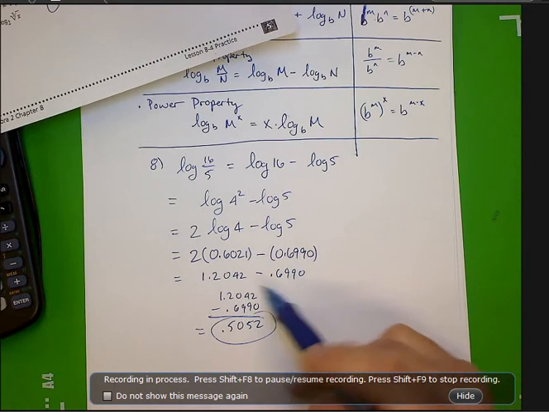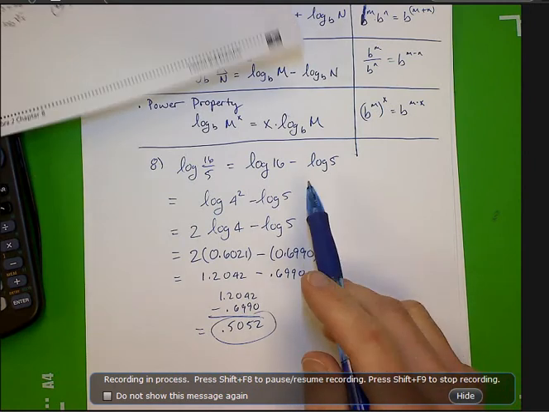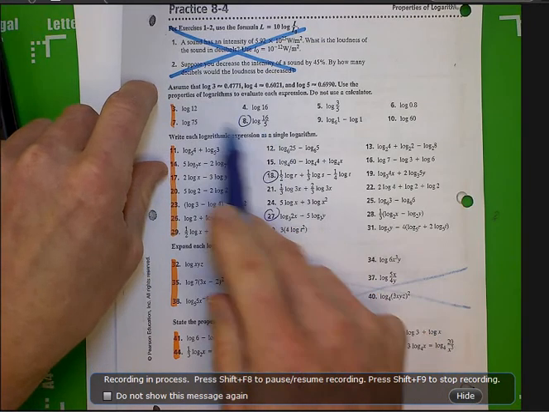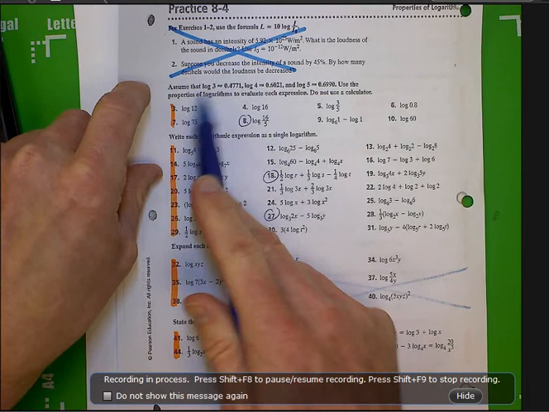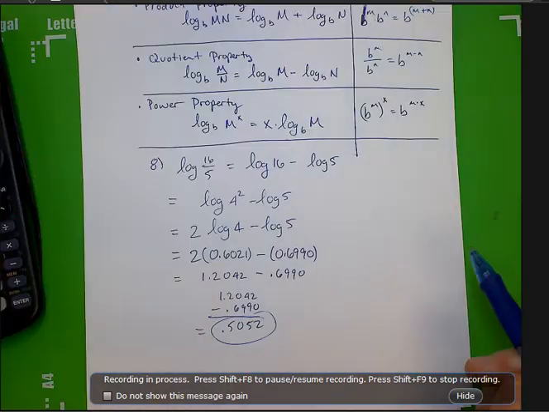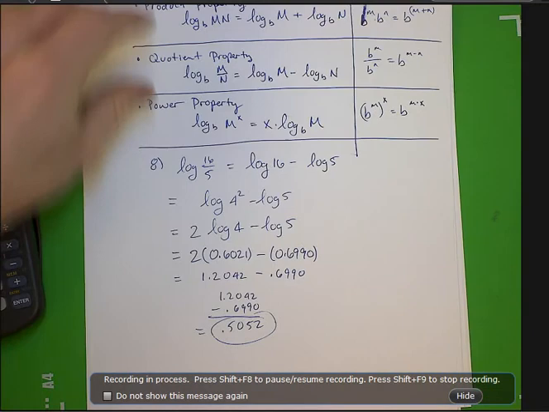So you got a couple of those to do. You just have to figure out, how can I get these numbers, the 16s, the 5s, the 12s, the 75s, into 3s, 4s, and 5s to apply the properties of logarithms. Okay, let's look at another problem.